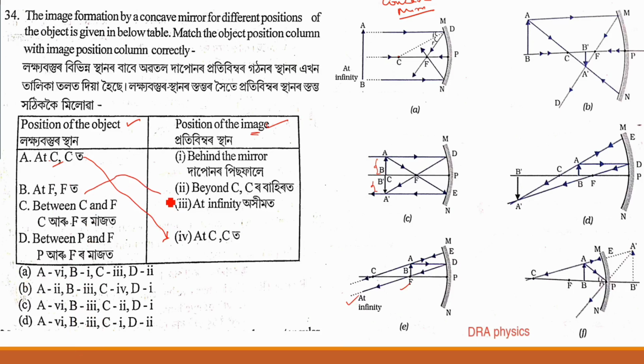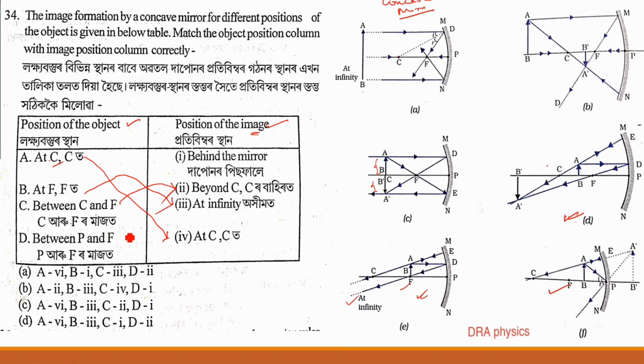Okay, so you can see here, when the position of the object is at F, the image is formed at infinity. And if the position of the object is between C and F, option D, that means between the center of curvature and the focal length, then the image is formed beyond C. And between P and F, the image will be formed behind the mirror.